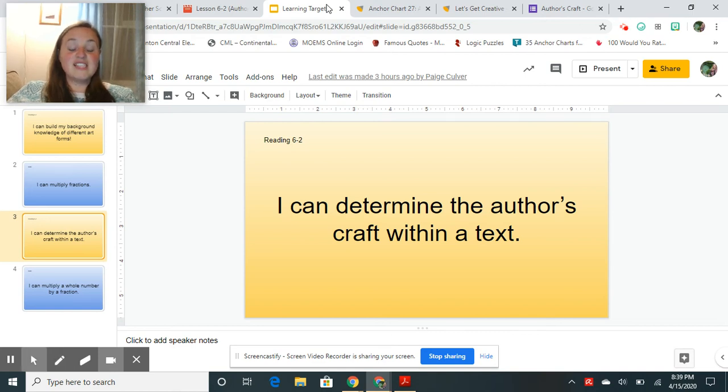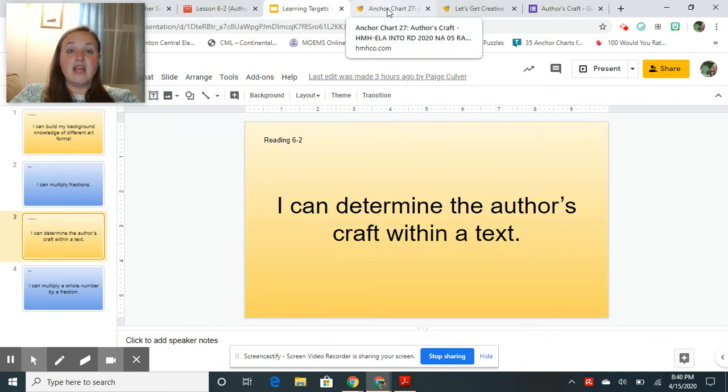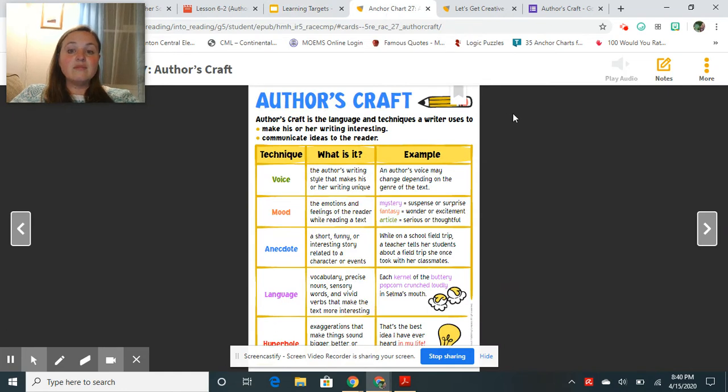Hi everyone. So for our second lesson, we're going to be focusing on this learning target. I can determine the author's craft within a text. So that might sound sort of familiar when it comes to skills that we've talked about before. Author's craft is something that we've talked about with the other stories that we've read in our Into Reading books. So we're going to take a look at our anchor chart and really focus on what is author's craft.